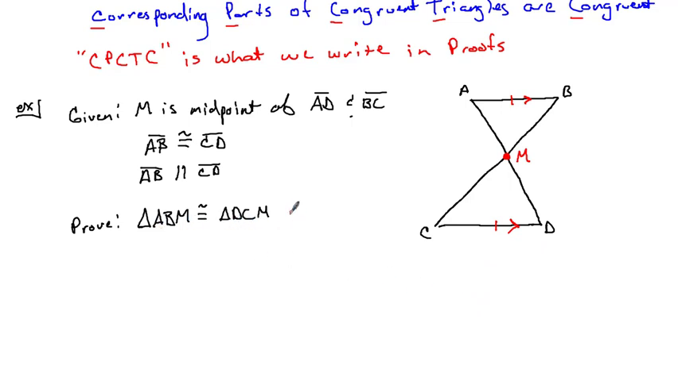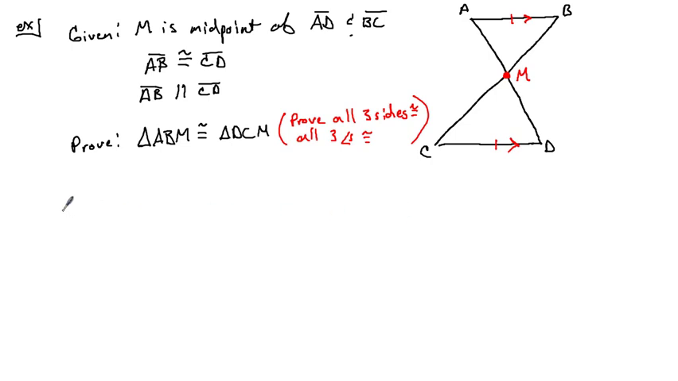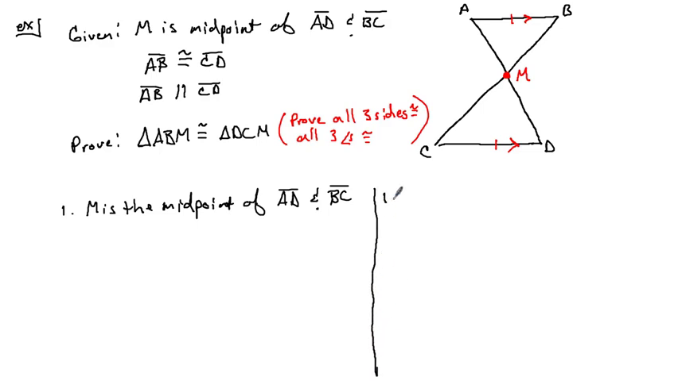But to do that, we really need to prove all three sides are congruent and all three angles are congruent. So that's what we're trying to do. If we can prove all that, then we know the triangles are congruent. So we're going to start with reason 1, which is our given information. We'll start with M as the midpoint of AD and BC.